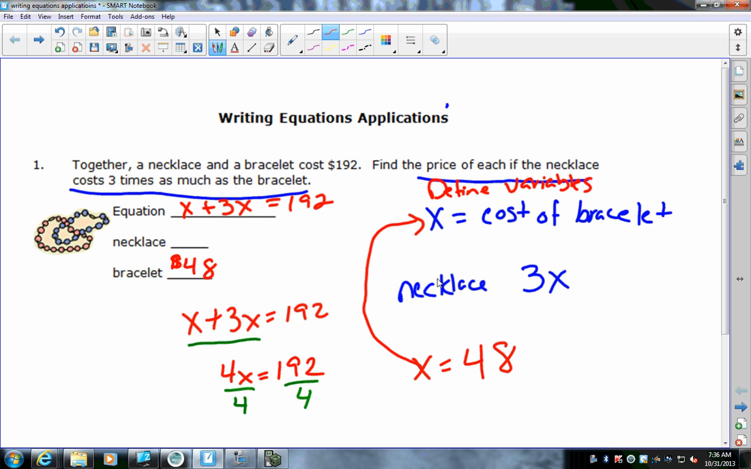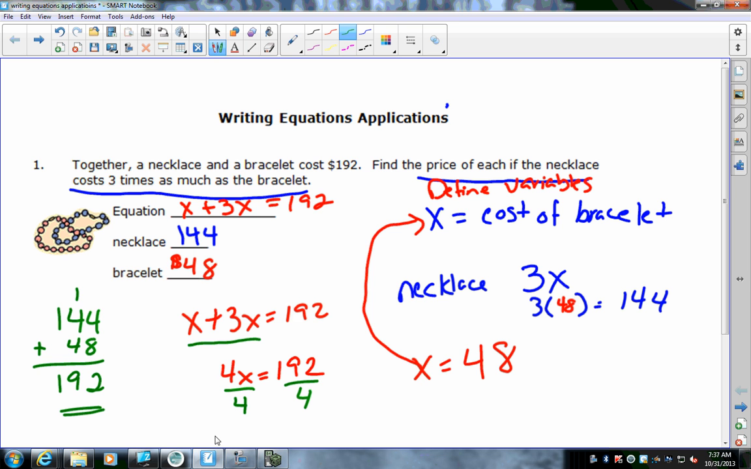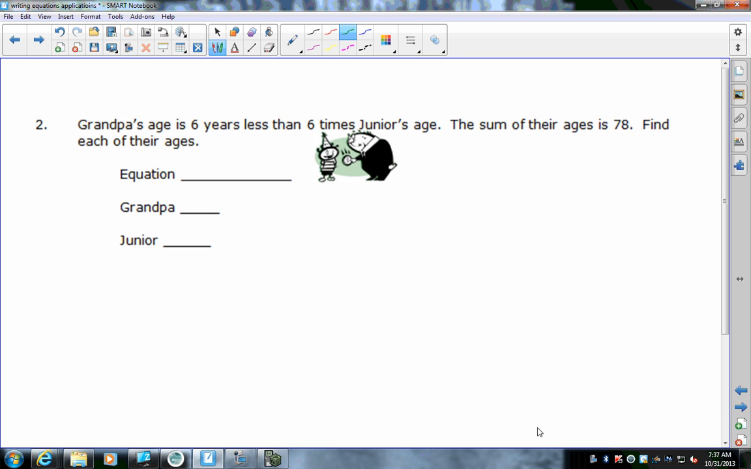To find the necklace, you're going to take 3 times X, and X is 48. Okay, for those of you with your handy-dandy calculator, what's 3 times 48? 144. Well, let's double check. To know if we're right, we should take 144 plus 48. Gives me 192. Because when you add them together, it should equal $192.